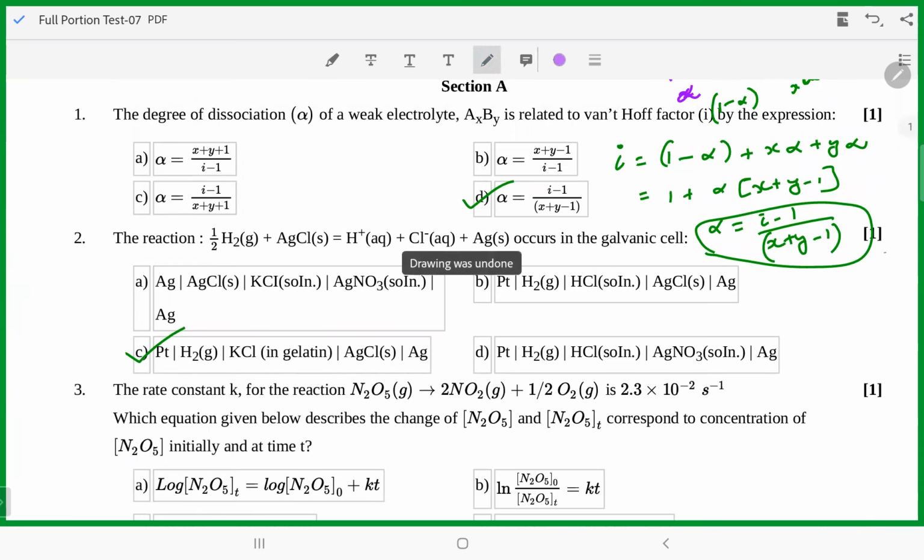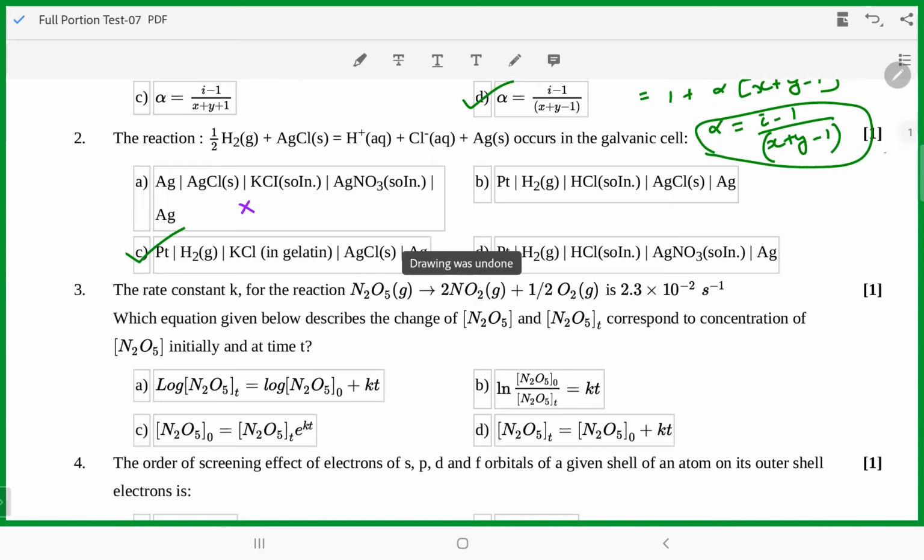Whereas for option B, there is a possibility. AgCl becomes Ag, hydrogen becomes H plus and Cl minus. And then also B, C, D, you have the options. B and C mention solution; they do not mention the salt bridge. So only option C mentions the salt bridge. That is the reason why it is the correct answer. Okay. Okay, sir.